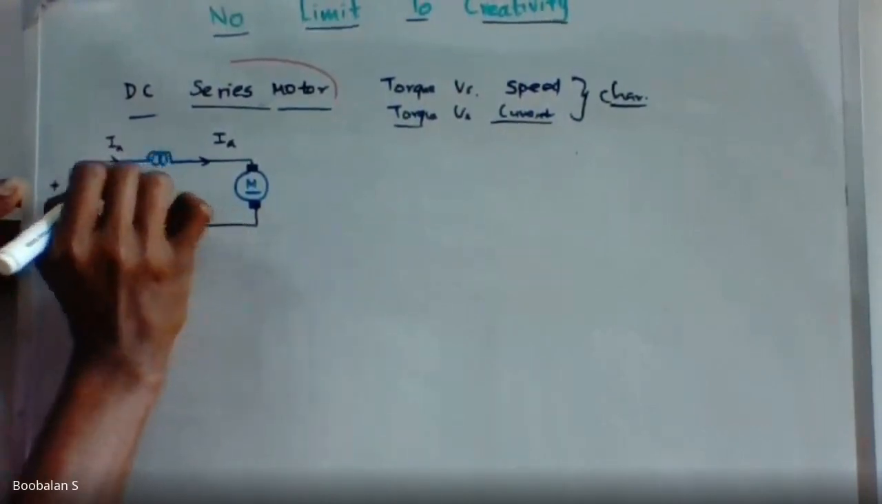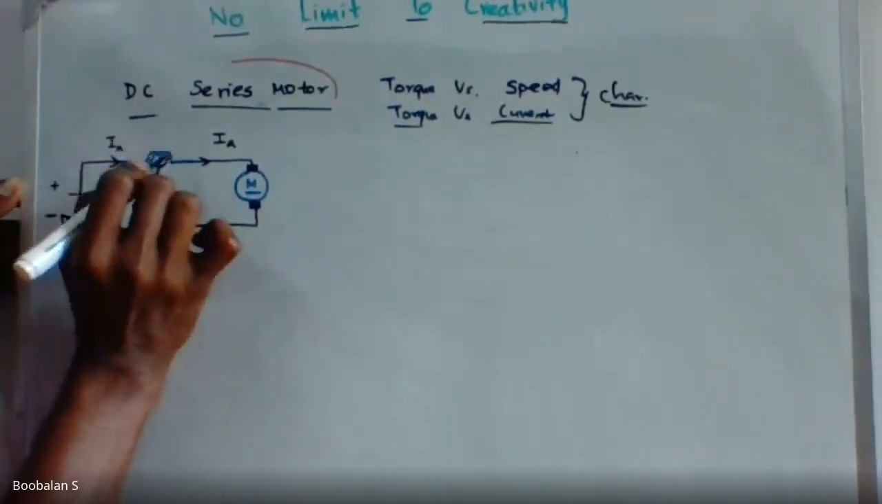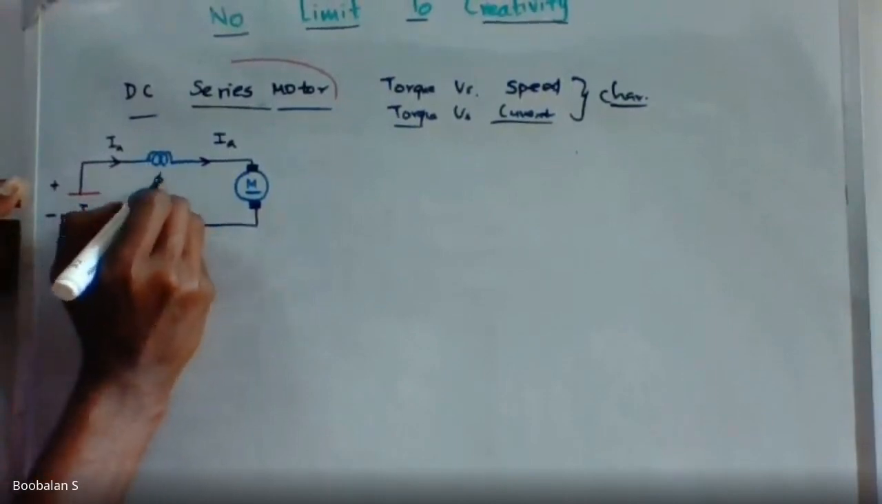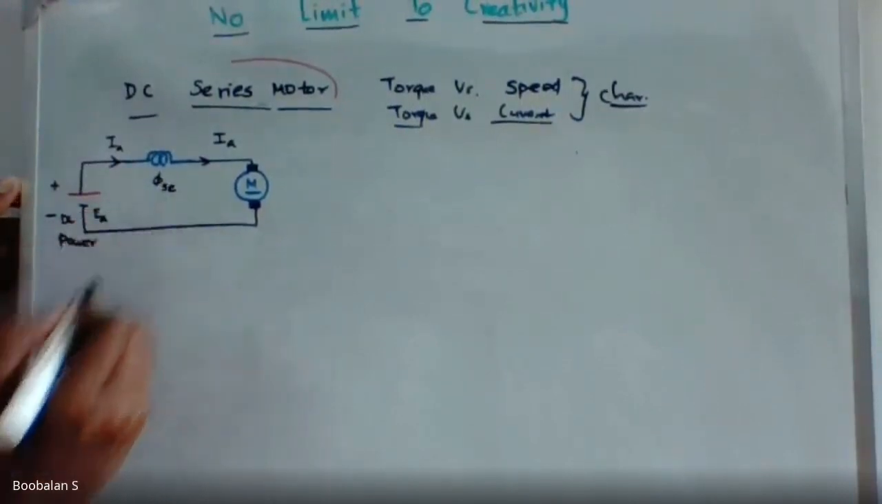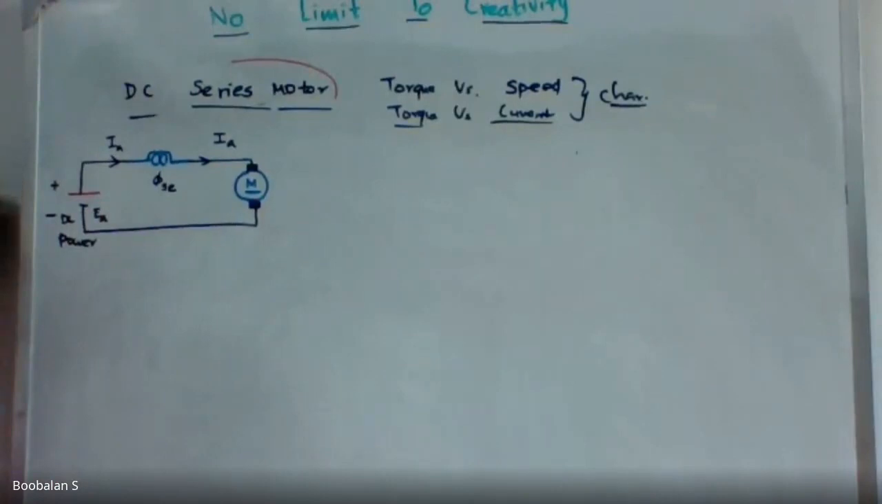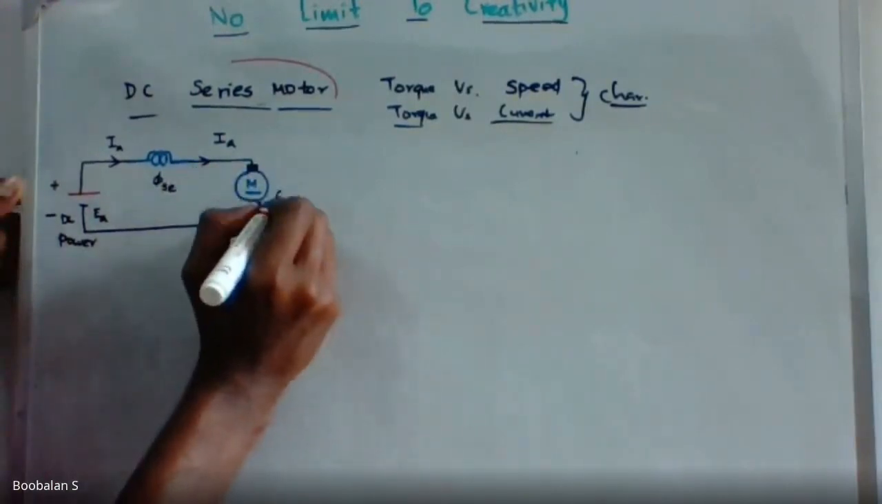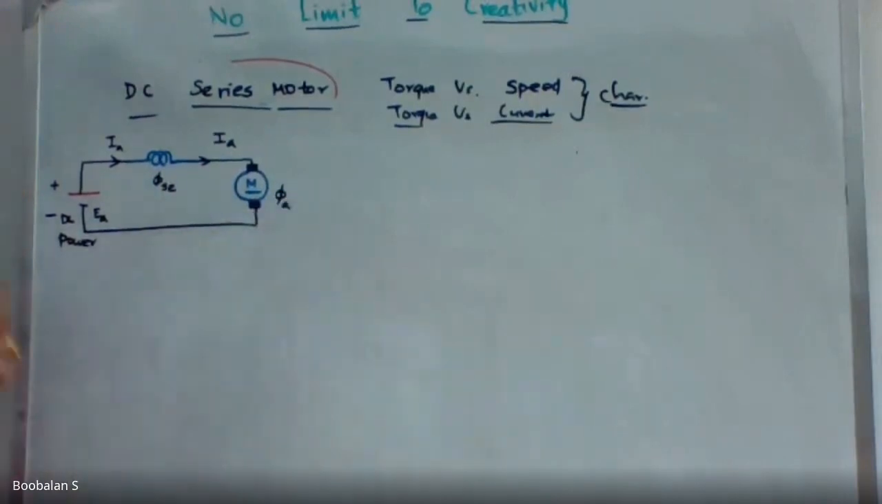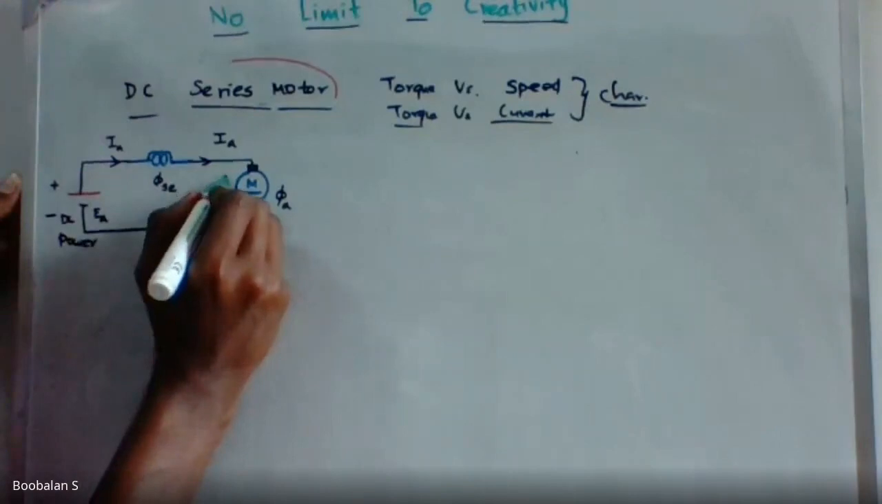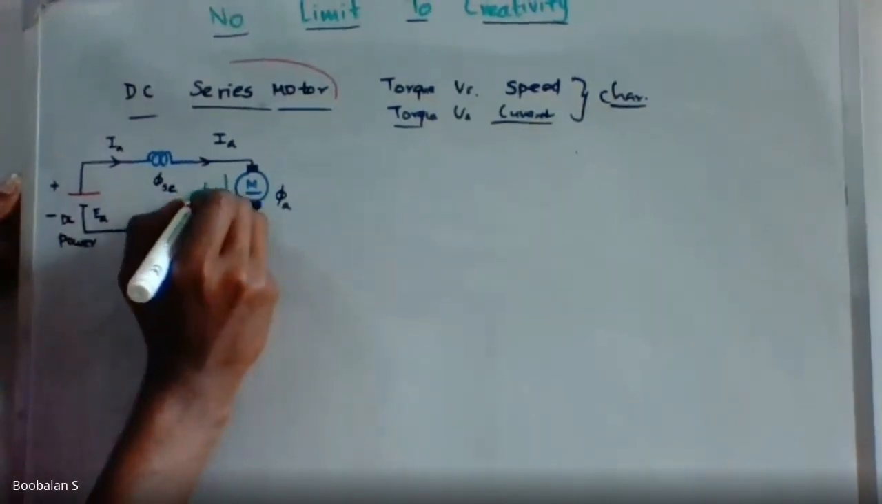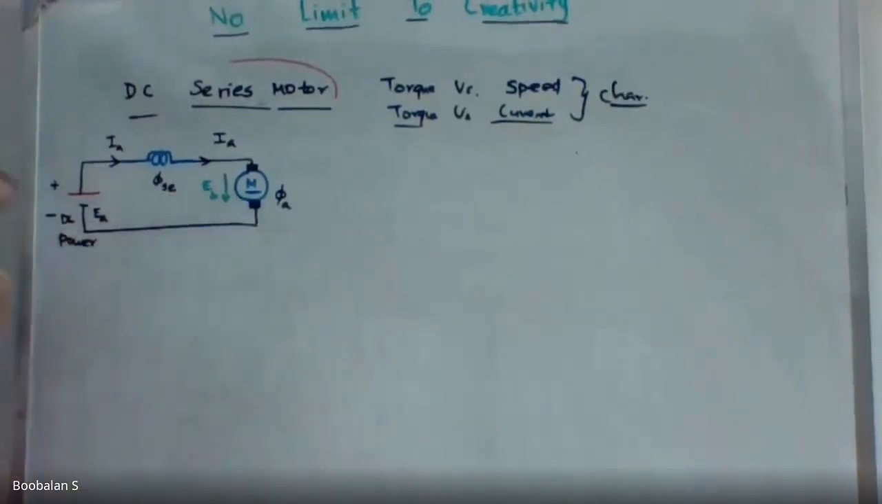So the entire field coil, that's called a stator coil, is going to generate phi SE, that's called series flux lines. That's why it's called phi SE. So they'll introduce our flux lines phi A, that's called armature. And here there is one more thing, the back EMF, E suffix B, is also going to be introduced.